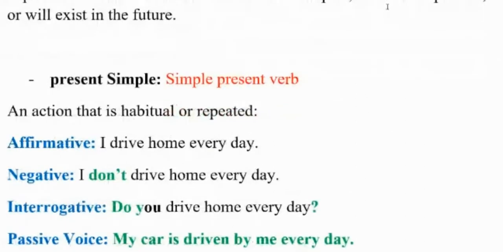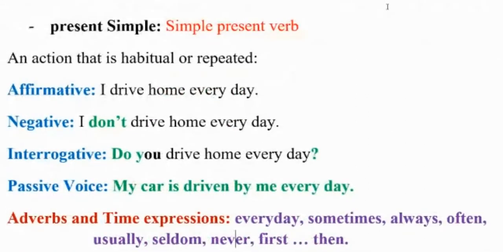Who wants to read the present simple? Do every day, or sometimes, or always, or often, or usually, or seldom, or never, or for the first time, or first and then. So something like a habit, something repeated. We repeat doing it, or we will never do it. That's something that's done every day. So it's in the present. You have to use the present tense to talk about something that you either do every day or you never do.